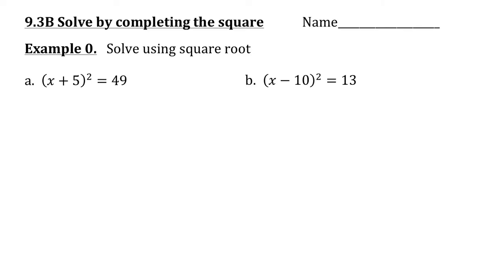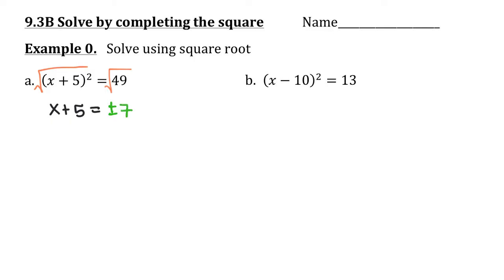So for example, we're going to solve using square root. The fastest way to cancel the squared is to square root both sides. If I square root both sides, the square root cancels this little squared here, so I'm going to bring down the x plus 5. The square root of 49 is 7, but because we remember that when we square negative 7, we also get 49, we're going to put positive and negative 7 here.